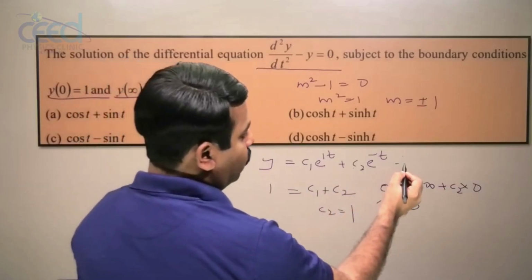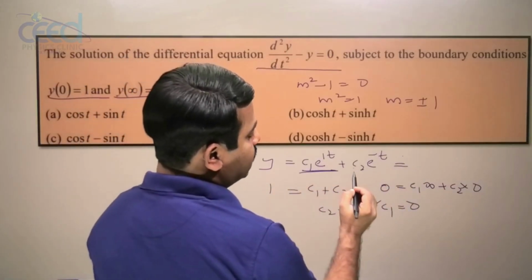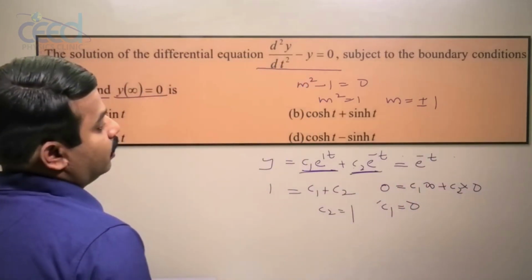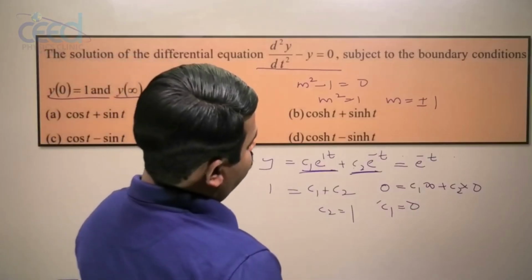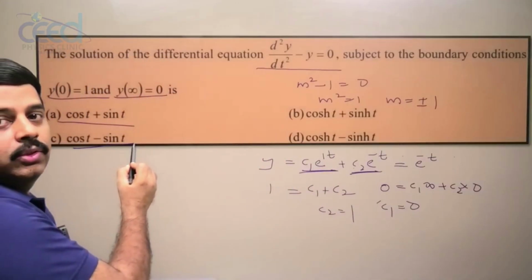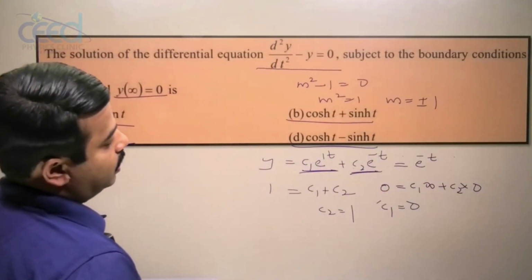After getting this, what is the solution? Finally c1 is 0, that means this term is not there, c2 is 1, then e raised to minus t, right. But e raised to minus t is not given in the options, right. So we have to check which option is satisfying e raised to minus t, right.